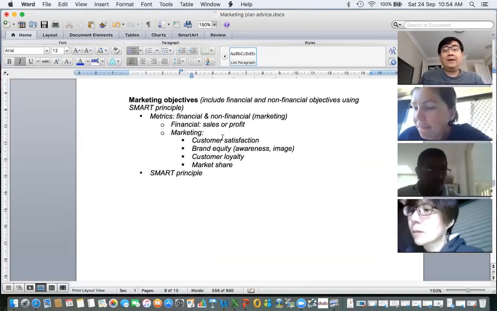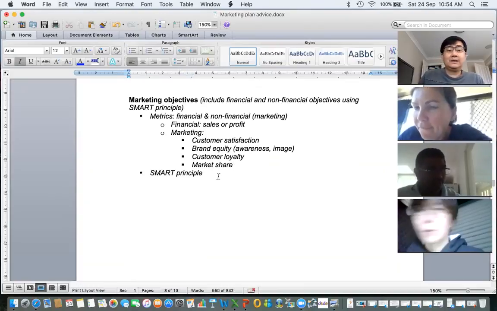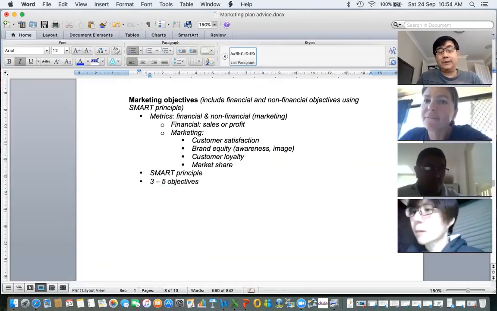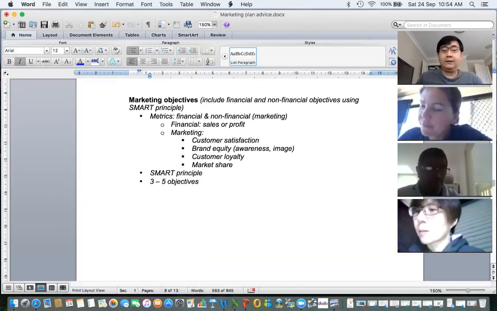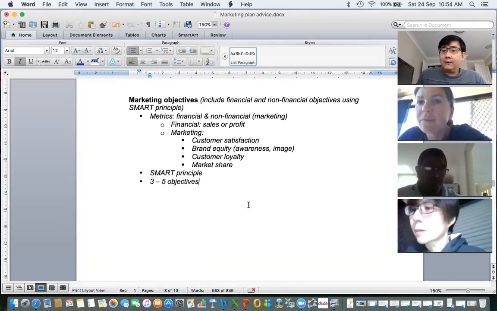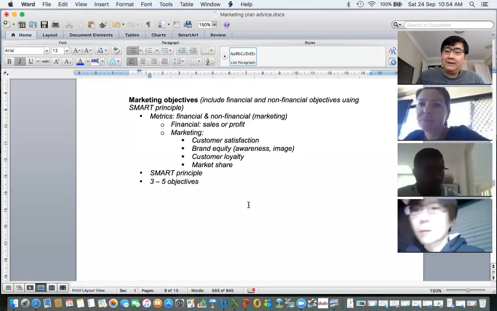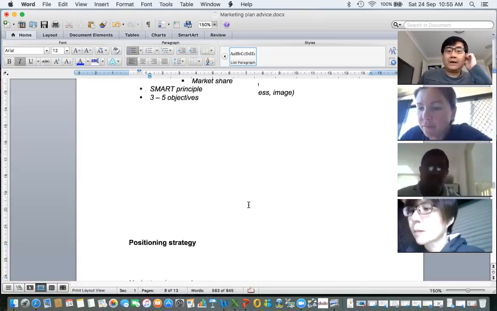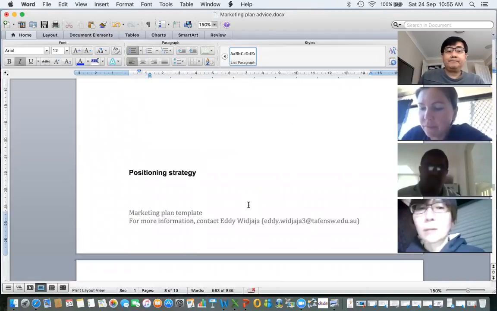How many objectives? I would suggest that you write 3, maximum 5. I'm going to put it in the brief to give people an idea. More than 5 may be too hard for us to achieve. We may be running out of resources to deliver the objectives. Less than 3, the marketing plan may not be that comprehensive. So that's the objectives.